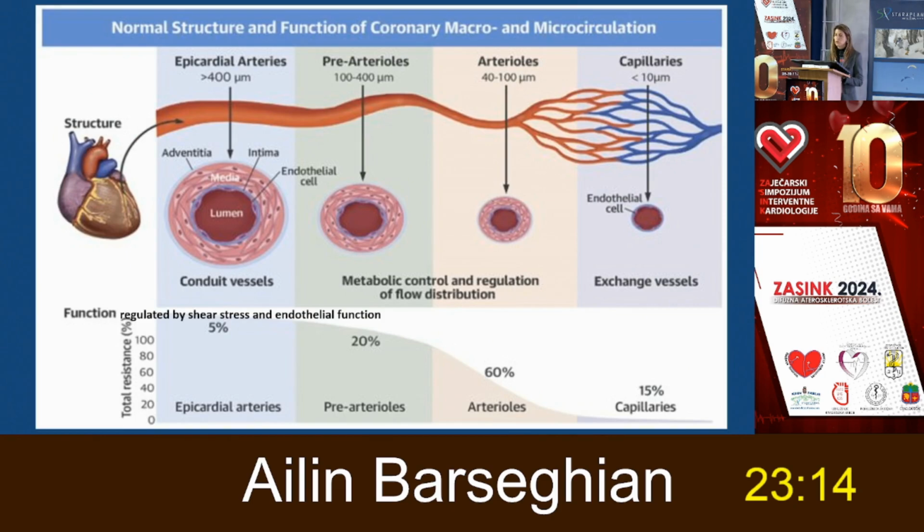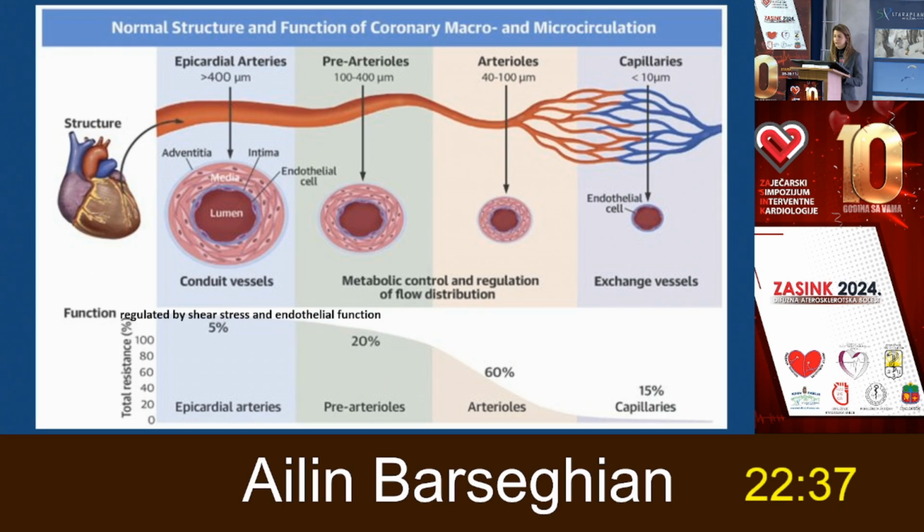Normally, the coronary circulation is made up of segments, each of which has a different function. First, we would start with the epicardial larger vessels, which are greater than 400 microns. And those lead to the prearterioles and the arterioles. These segments make up the microvasculature, and those feed into the capillaries. The epicardial arteries are generally conductance vessels, so blood flow just goes through them. They don't add much to the resistance in the coronary circuit.